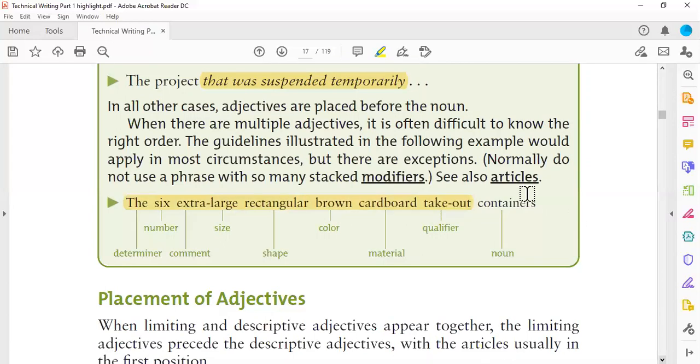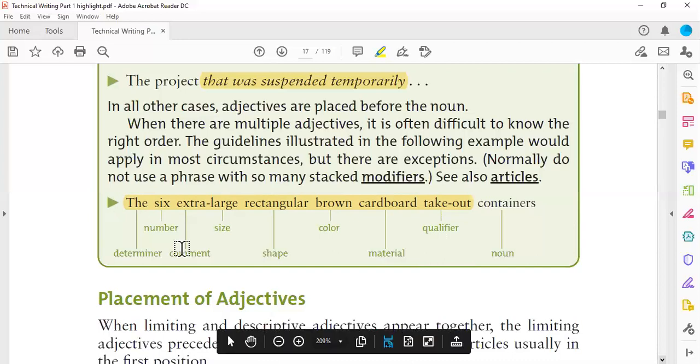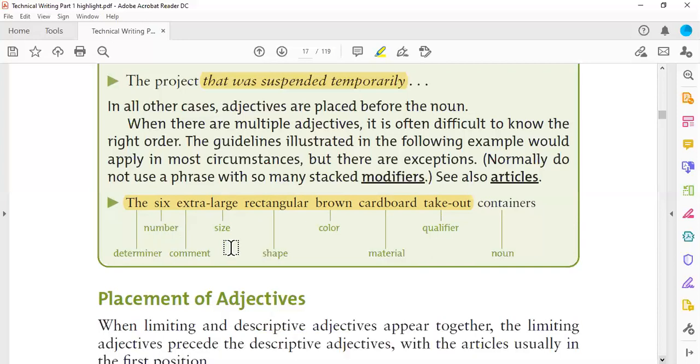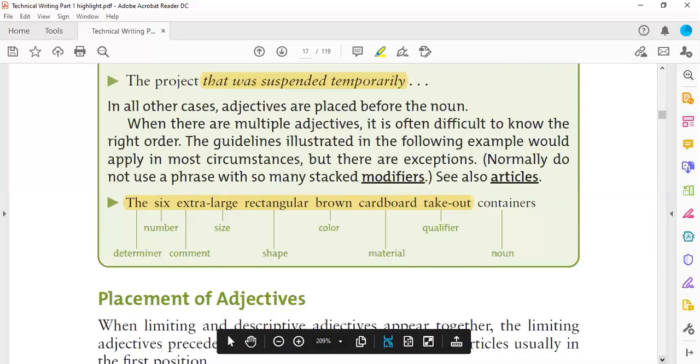Now, if we have many adjectives before the noun, how do we arrange these adjectives? According to this description, you start with a determiner, whether it is the or a or whatever. That's the first one that comes. And then you go to the number. And then if you have a comment, or size, you start with this. And then you go to shape, and then color, and then material, and then qualifier, and then the noun. So these are ways to arrange them. But this is not very important, okay?